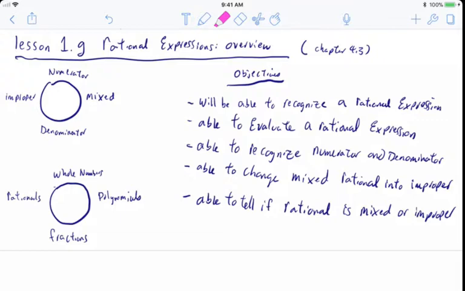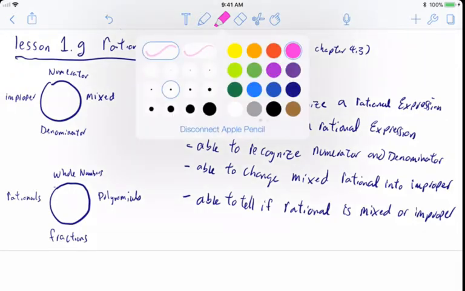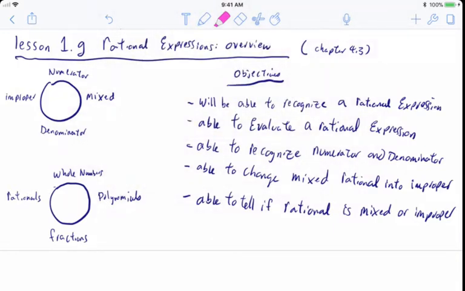I should note at the very start that there are two words that aren't in the textbook that I'm importing from studying fractions. Those words are mixed and improper. So in this video we'll be talking about mixed and improper fractions, and then mixed and improper rational expressions.